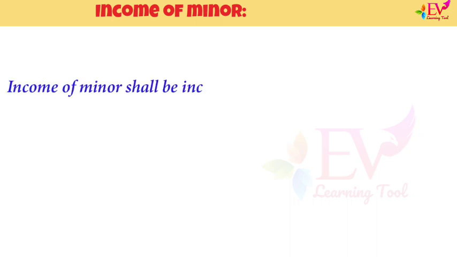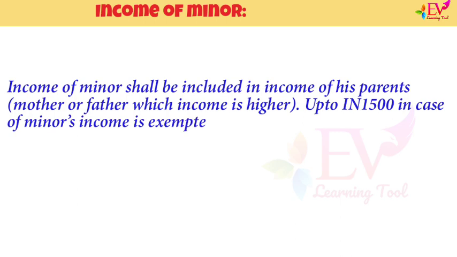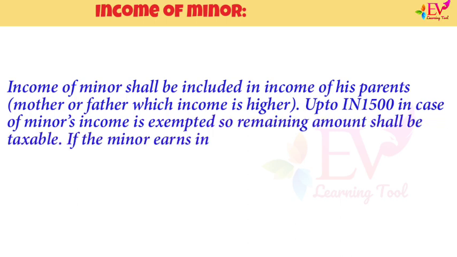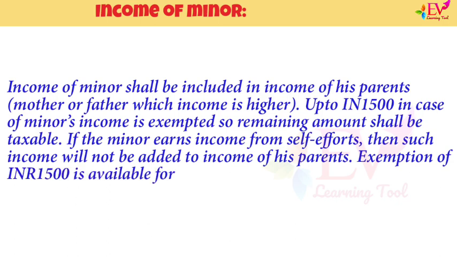Income of minor. Income of minor shall be included in income of his parents, mother or father, whichever income is higher. Up to INR 1,500 of minor's income is exempted, so the remaining amount shall be taxable. If the minor earns income from self-efforts, then such income will not be added to income of his parents. Exemption of 1,500 Indian rupees is available for every minor.